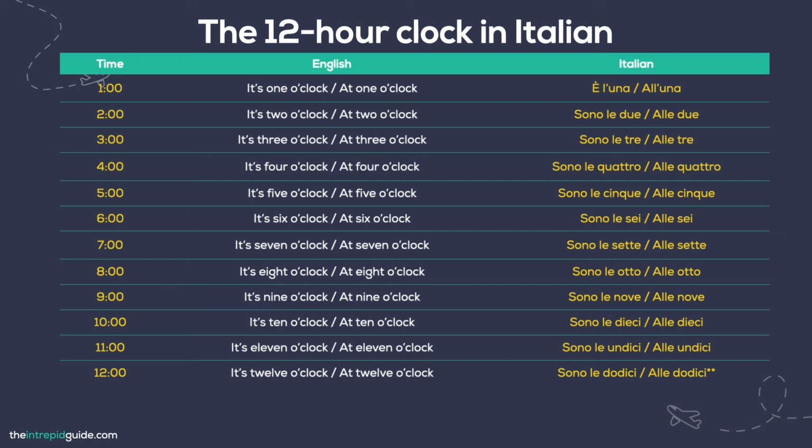Alle 6. It's 6 o'clock. At 6 o'clock. Sono le 7. Alle 7. It's 7 o'clock. At 7 o'clock. Sono le 8. Alle 8. It's 8 o'clock. At 8 o'clock. Sono le 9. Alle 9. It's 9 o'clock. At 9 o'clock. Sono le 10. Alle 10. It's 10 o'clock. At 10 o'clock. Sono le 11. Alle 11. It's 11 o'clock. At 11 o'clock. Sono le 12. Alle 12. It's 12 o'clock.